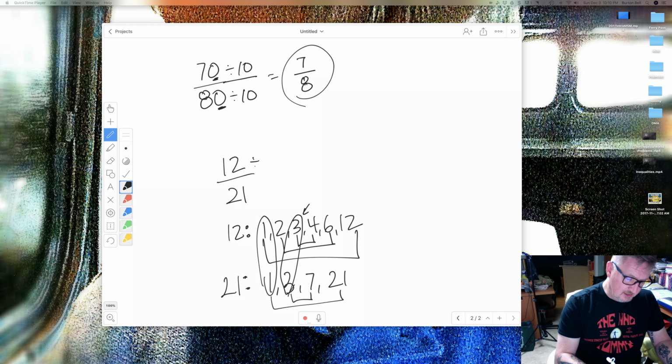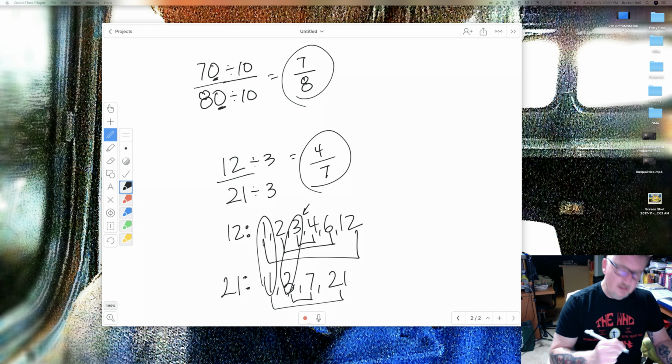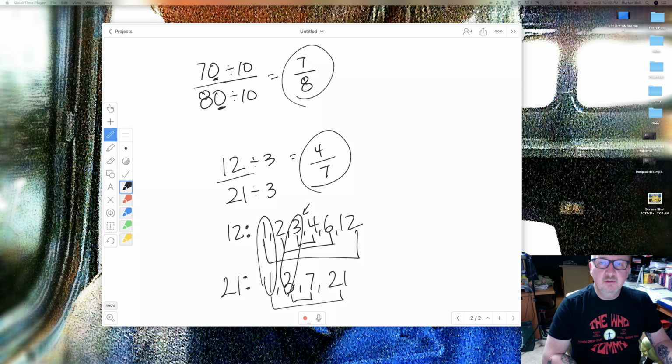So I can say 12 divided by 3 and 21 divided by 3. 12 divided by 3 is 4. 21 divided by 3 is 7. 4/7 is my simplified version of that fraction. And that's all there is to simplifying fractions.